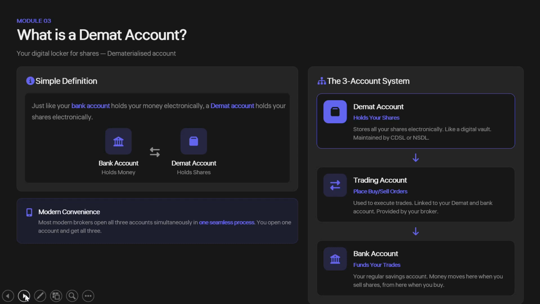What is a Demat account? A Demat account, short for dematerialized account, is your digital locker for shares. Just like your bank account holds your money electronically, a Demat account holds your shares electronically. To invest in stocks, you actually need three accounts working together: a Demat account, which holds your shares, a trading account, which you use to place buy and sell orders, and your regular bank account, which funds your trades. Most modern brokers open all three simultaneously in one seamless process. You open one account and get all three.